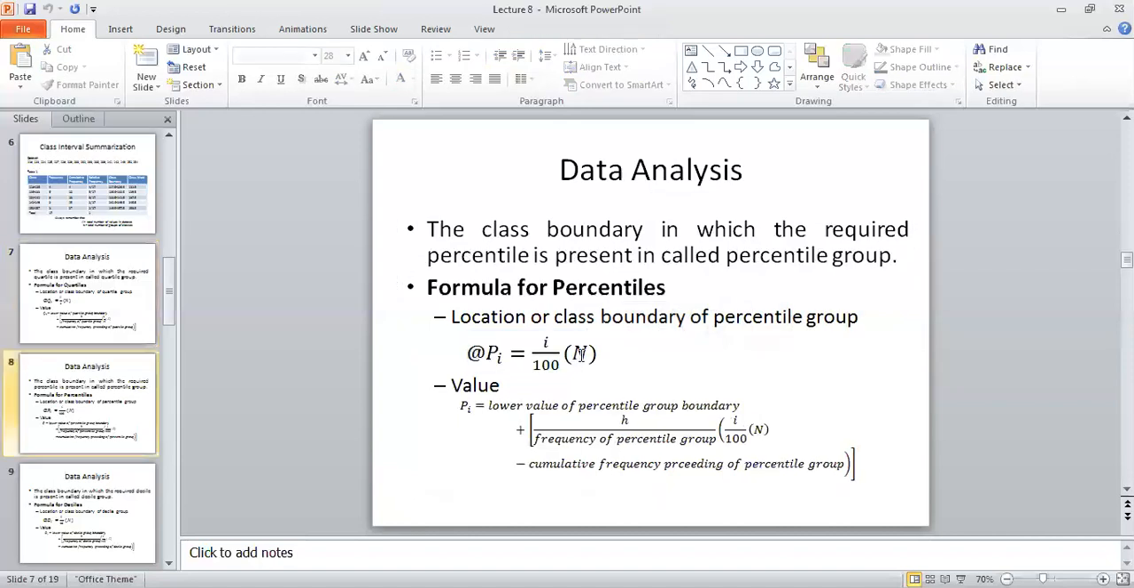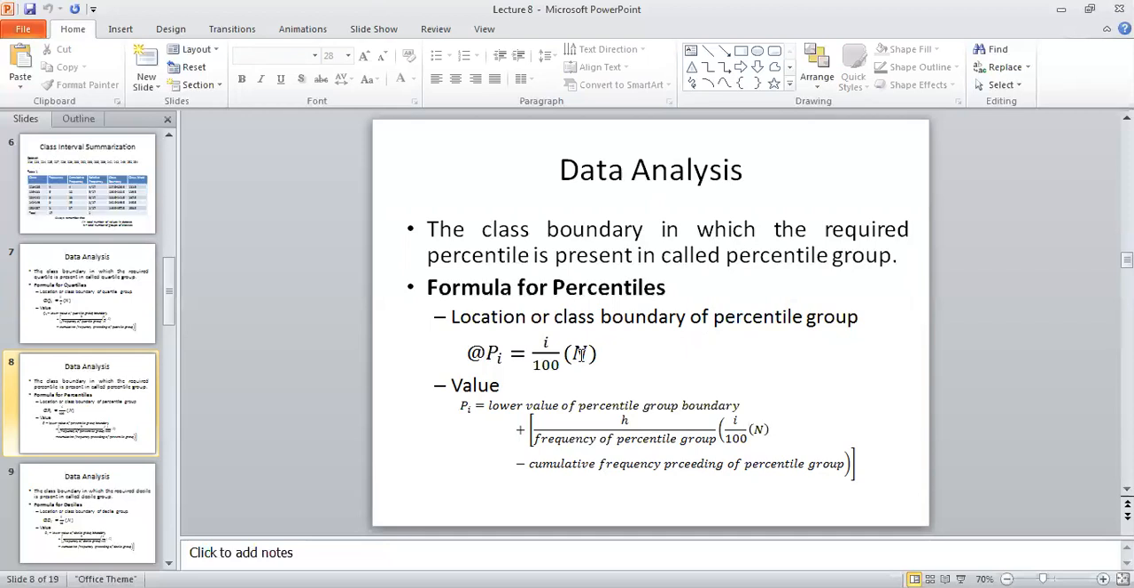Now I would like to explain the similar thing for the percentiles and deciles as well, because they have a similar equation. The equation for the percentile group is given by I upon 100 into capital N, where I can have values from 1 to 99, because in all we can have a total of 99 percentiles. 100 is the dividing factor, and capital N is again the dataset size.